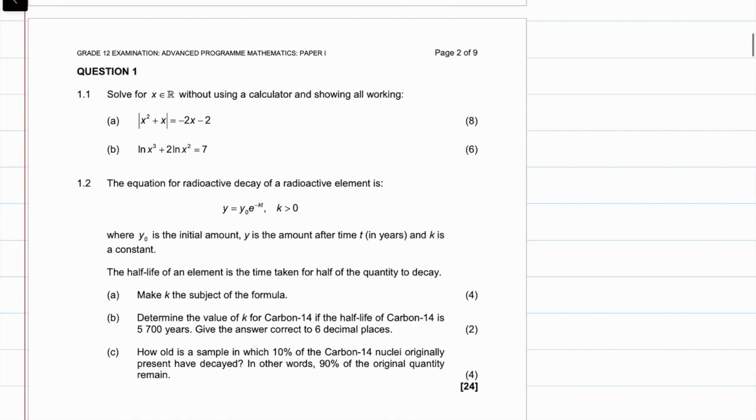Okay, so this question really focuses on some absolute value stuff and ln rules, particularly your log rules. Okay, so let's get straight into the question. Question 1.1a. Okay, so question 1.1 says solve for x, where x is an element of the reals, without using a calculator and show all working.